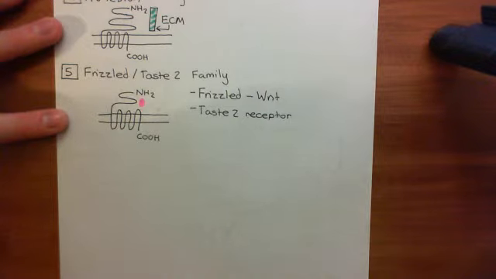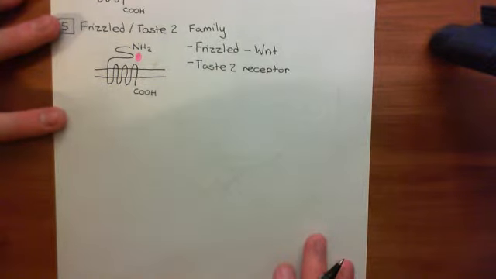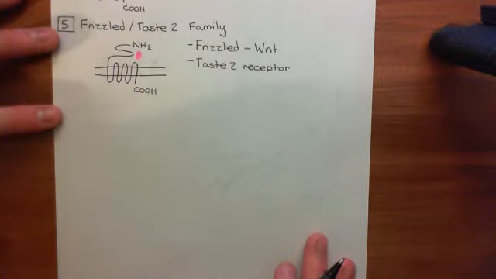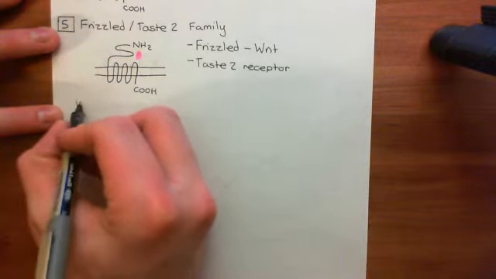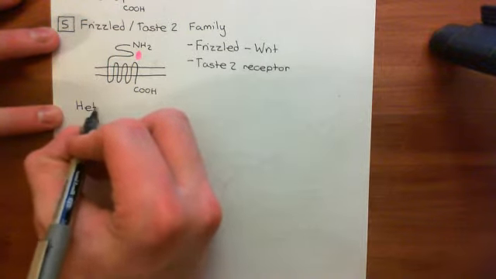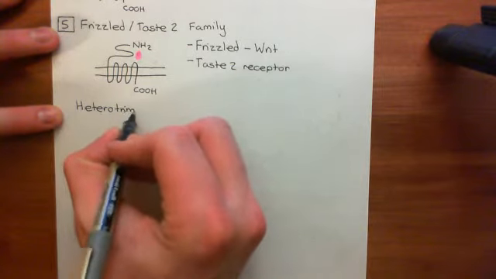What downstream pathways is it actually going to activate? What are they actually going to interact with? Now, they're going to interact with heterotrimeric G proteins. So I now want to discuss the structure of a heterotrimeric G protein with you and the different types of heterotrimeric G proteins.